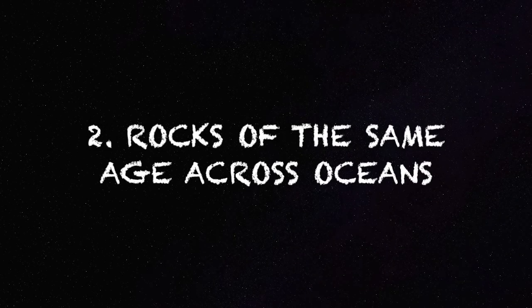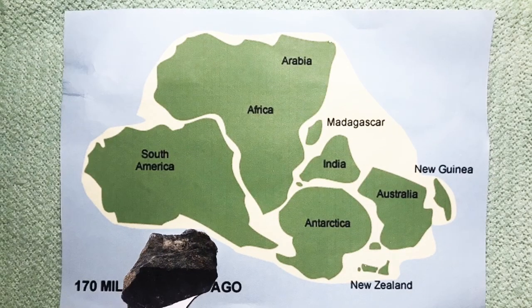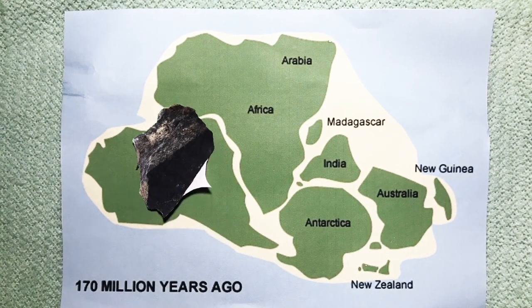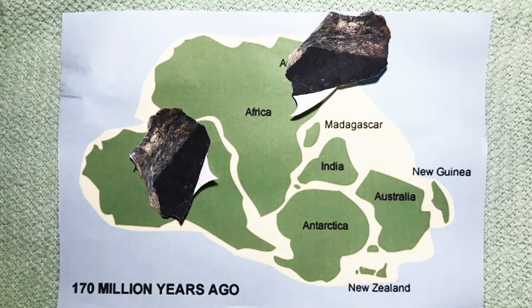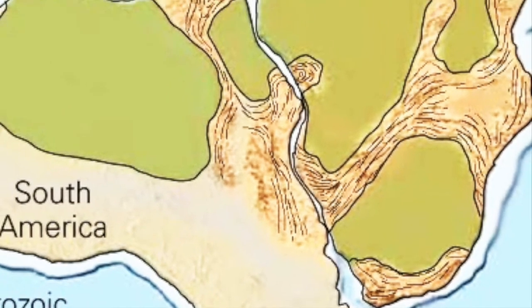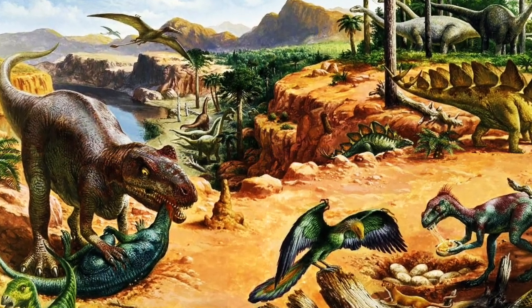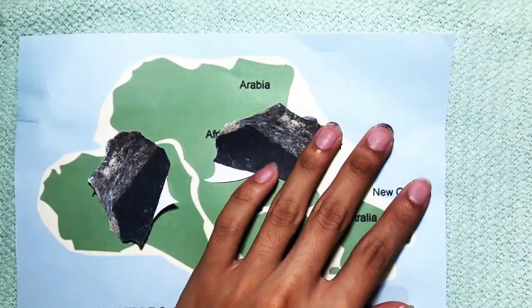Number 2. Rocks of the same age across the oceans. The ancient rock belts in the coast of Brazil match with those found in Western Africa. The old marine deposits found in the coast of South America and Africa belong to the Jurassic Age. This implies that the ocean never existed before that time.